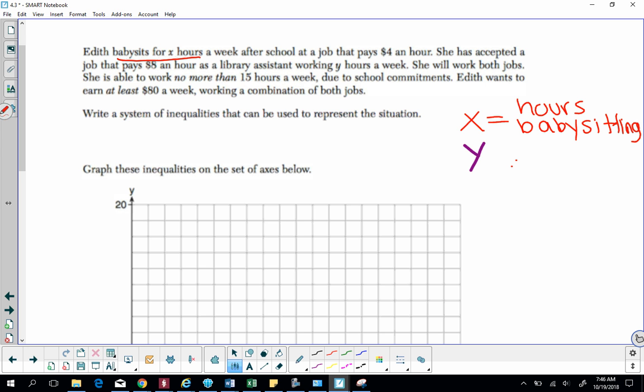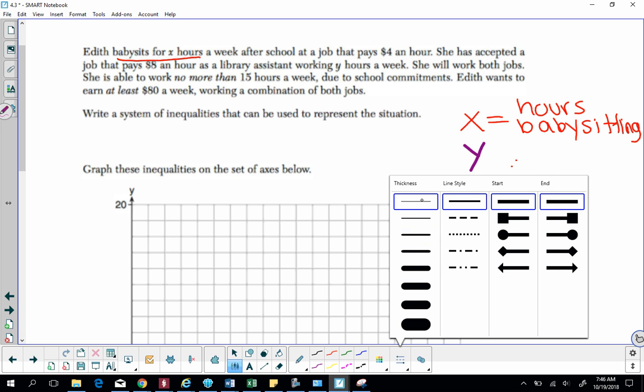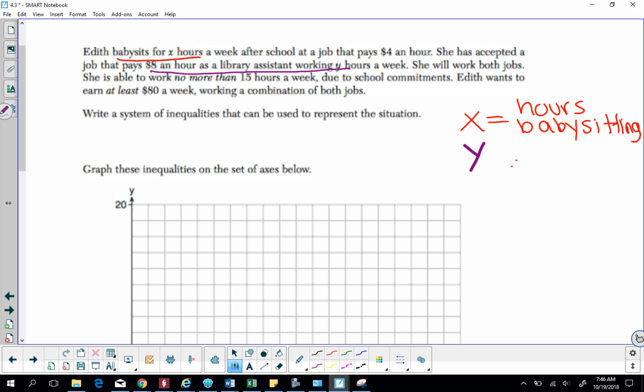y stands for what? Accepted a job that pays $8 an hour. What's the second job? Library assistant. So we know that y is the hours working as a library assistant. Cool. Does that make sense so far?